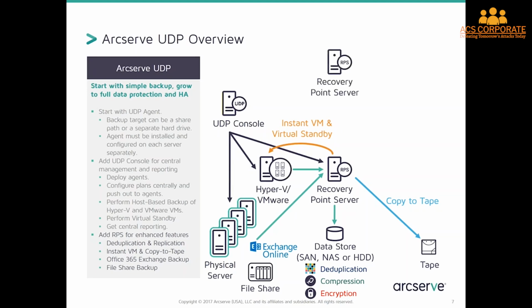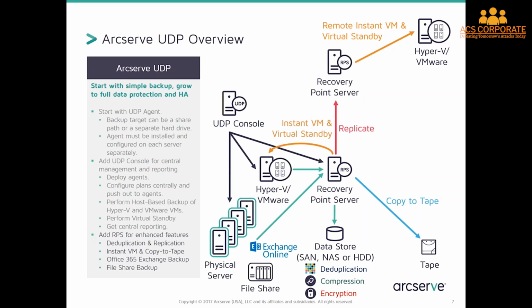I also mentioned we can do replication. If you have an additional recovery point server, we can replicate recovery points or the backups from one recovery point server to another. Once that data is replicated, we can then perform tasks such as remote instant VM and remote virtual standby. Or we can do a remote copy to tape. If you have multiple sites, maybe branch offices, they can all replicate back to a central location, and then that can perform a copy to tape, so that you don't have to invest in putting tape devices in all of the sites, and you don't have to worry about non-IT staff having to perform tasks such as tape rotation.